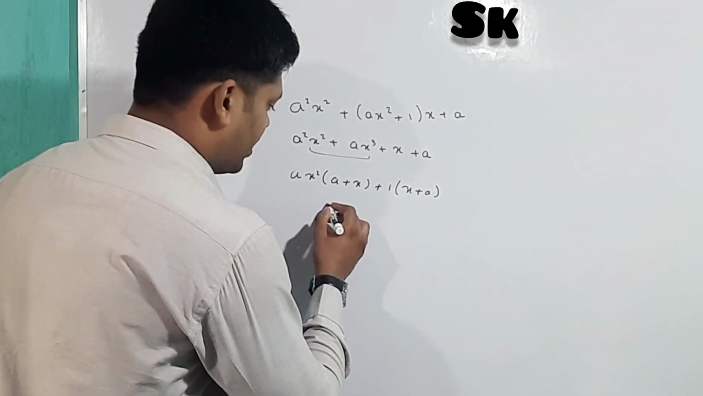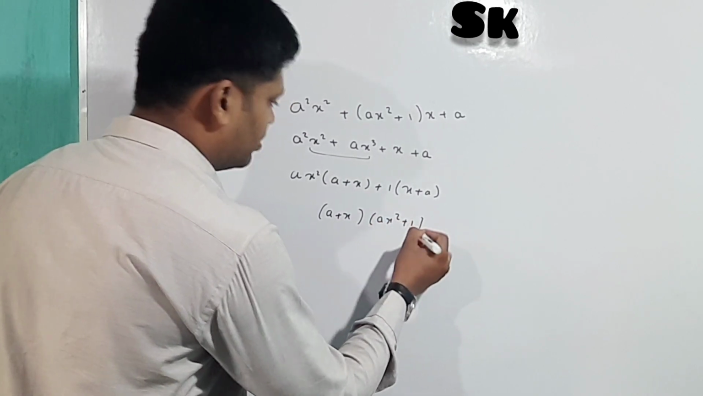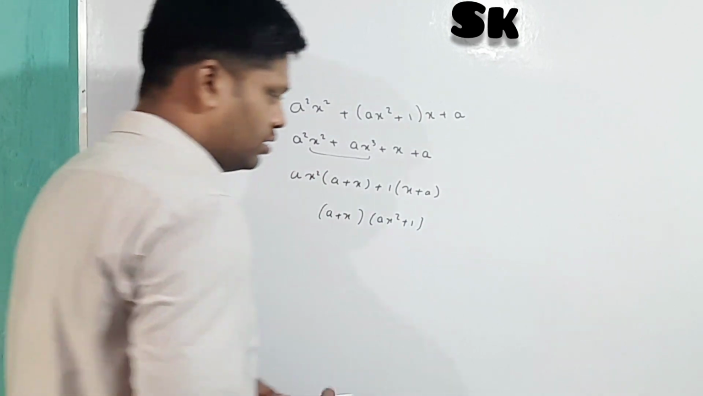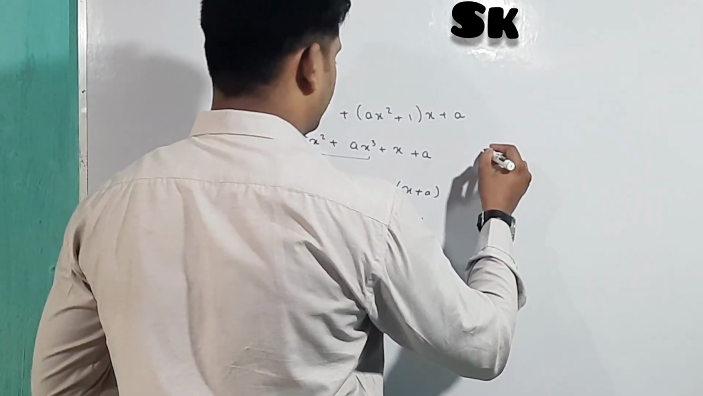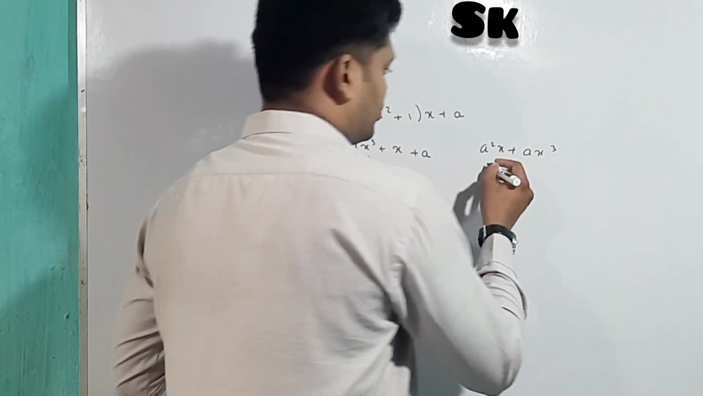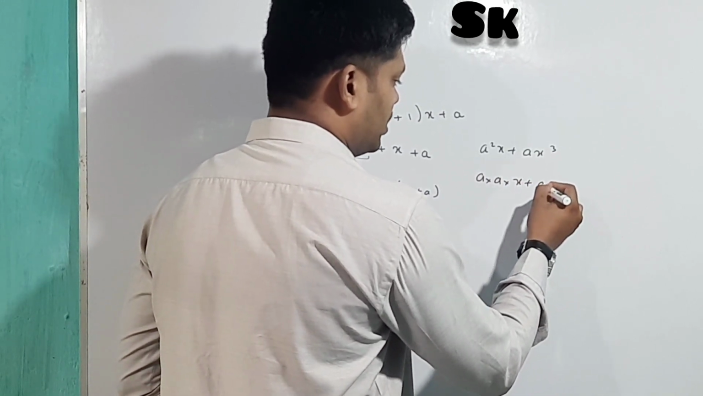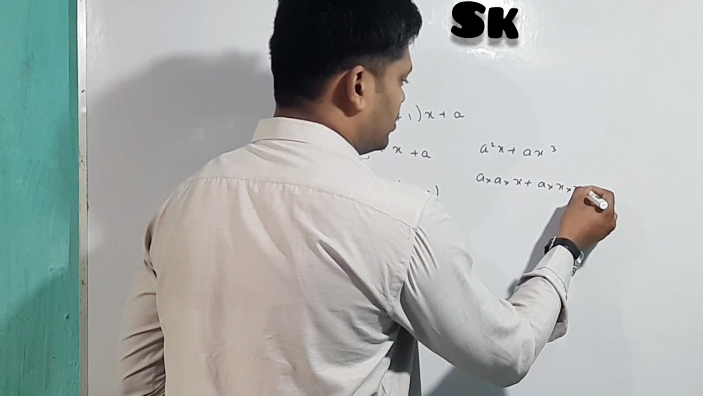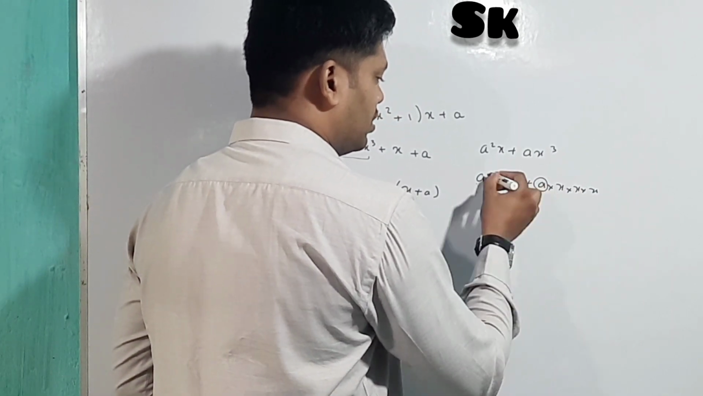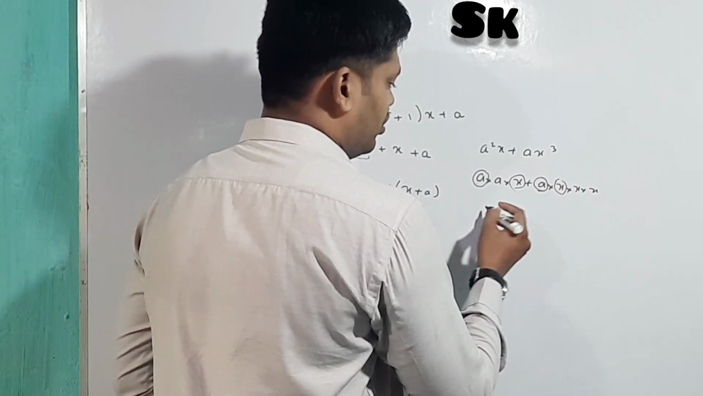Now I will write A plus X in one bracket, and in the next bracket AX square plus 1. Done. Understood? Now you may be confused about how I got the common. See, here AX square is there plus AX cube is there, no? So if I solve this one, it will be A into X plus A into X into X into X. Now whatever the common I have, sir, common A is there, one time A. Any more A is there? No. One time X. Any more X is there? No. So common is AX.